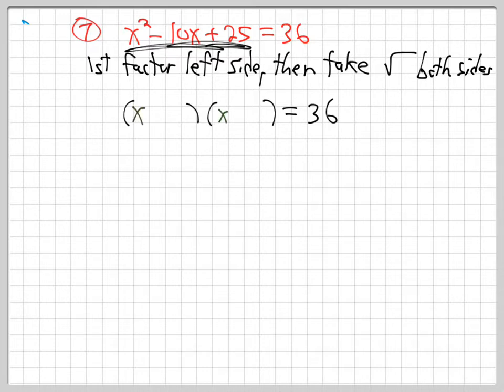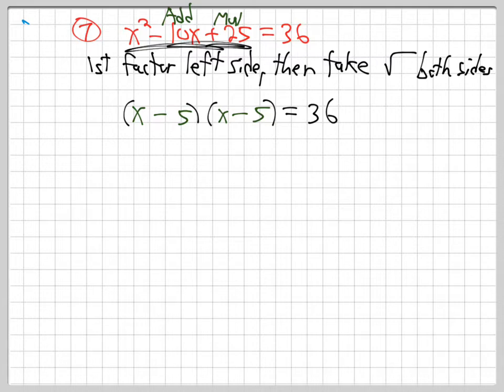X is in the front. So what are the numbers that multiply to be 25 and add to be minus 10? Yeah, 5 and 5. And both are negative, huh? Because if you lose $5 and lose $5, you lost 10. And two negatives multiply to be positive.